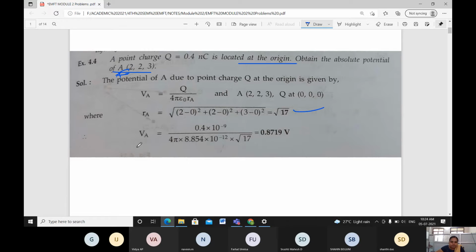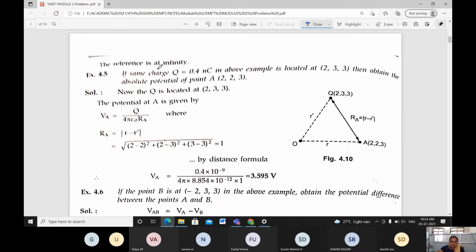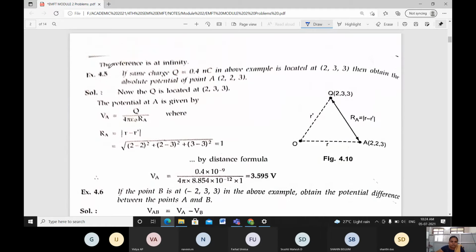Then substitute in the equation. VA is going to be the charge, already given, 0.4 nanocoulombs, 10 raised to minus 9, divided by 4 pi epsilon naught, the standard value of which you should know, 8.854 into 10 raised to minus 12, into square root of 17. Just solve and you will get the value 0.8719 volts. The reference here is taken at infinity.